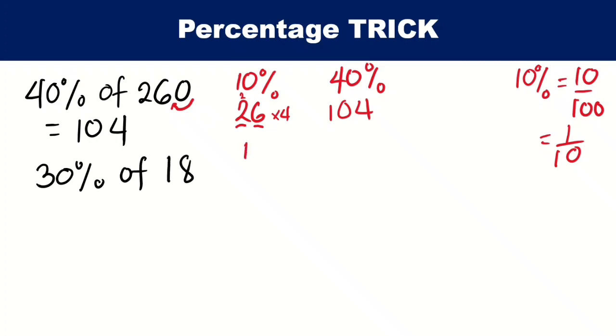Compute the 10% of 18. Just simply move the decimal one place to the left. So 10% of 18 is 1.8. Now, since we want to get the 30% of it, if you want to do it mentally, then multiply 1 by 3 first, that is 3, and then multiply 0.8 by 3, that is 2.4.